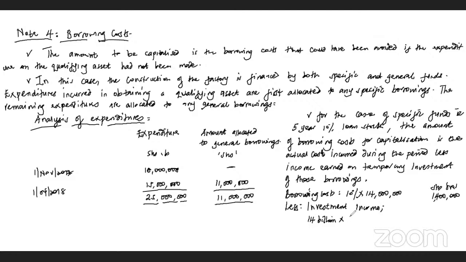times what? What is the interest rate? Times 5%, then times 3 out of 12. That gives us how much? Because it's 14 billions times 5%, then times 3 over 12. It's 175 million. Yeah, you're right.